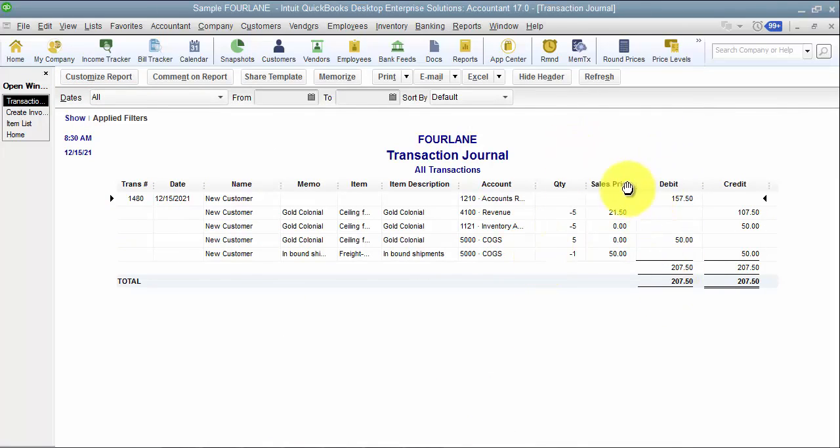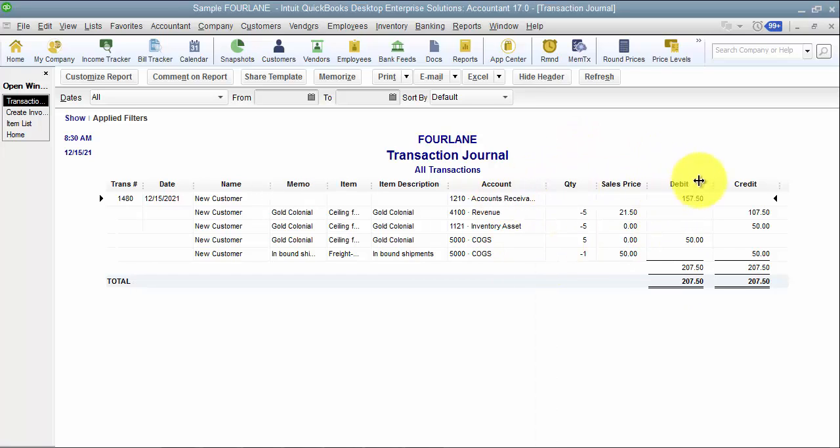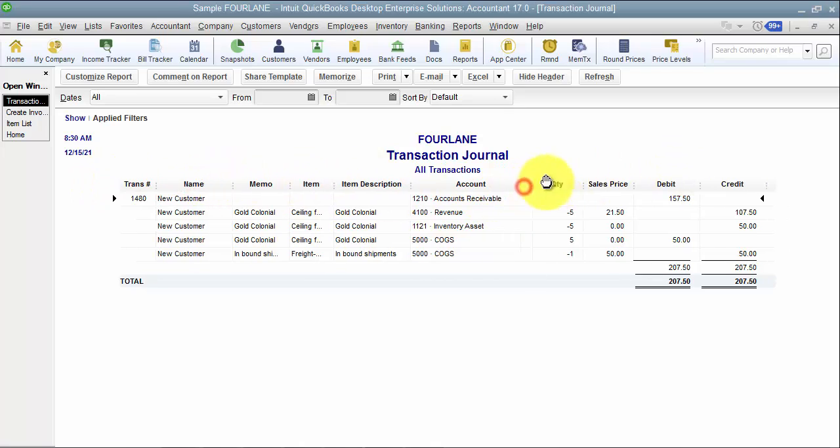Okay, so what are we doing here? It's saying that we have debited accounts receivable, so that means our accounts receivable account went up by $157.50. Okay, because a debit means it's going up for AR. We have credited revenue for $107.50. So that's the sale, right, of the 5 ceiling fans. So that means that it went up because a revenue account, when you credit it, makes it go up.